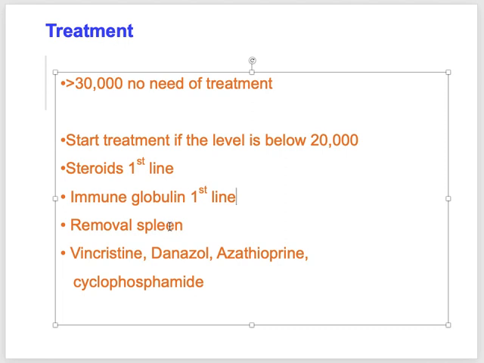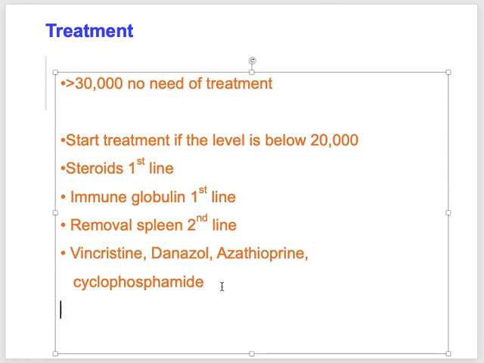If someone cannot take corticosteroids, of course you can give them some immunosuppressants like these drugs. Okay, removing the spleen, or splenectomy, is basically a second line treatment. If the patient is not getting cured or relief or remission by this treatment, we can go for splenectomy. Okay, this is important. And then there are some other medications.